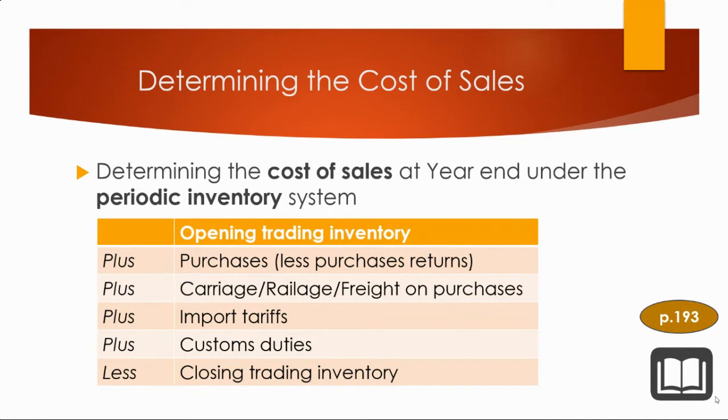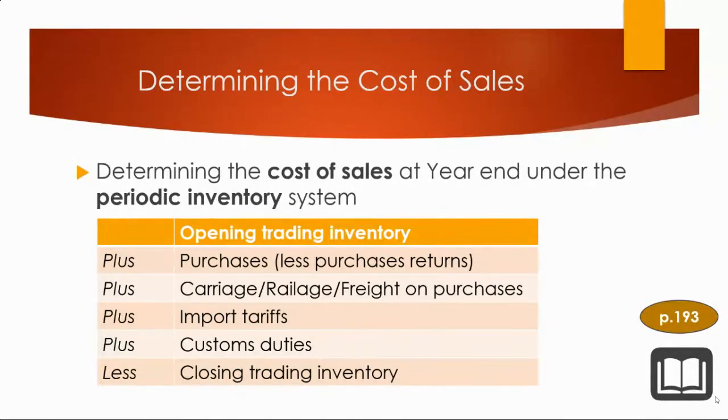Then we add any carriage, railage, freight on purchases. Now you can see we add all of these other charges on there because they've got separate general ledger accounts. So we'll have a separate carriage on purchases or rail or freight, depending on how it was transported on purchases account.